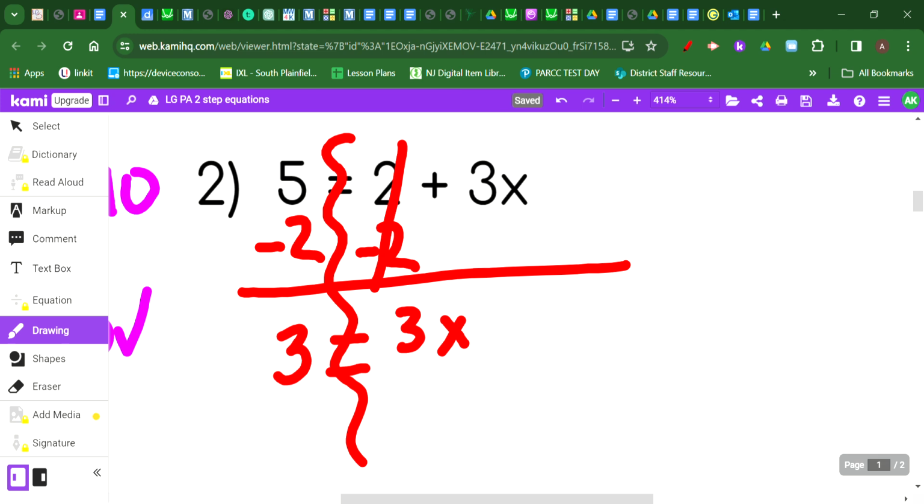Literally here it says 3 is the value of 3 x's. Your job is to find the value of 1x. Again, you could probably do this step in your head, but I want you to write it out because we're going to get into much, much more difficult equations. So if x is being multiplied by 3, we're going to do the opposite operation, which is divide by 3.